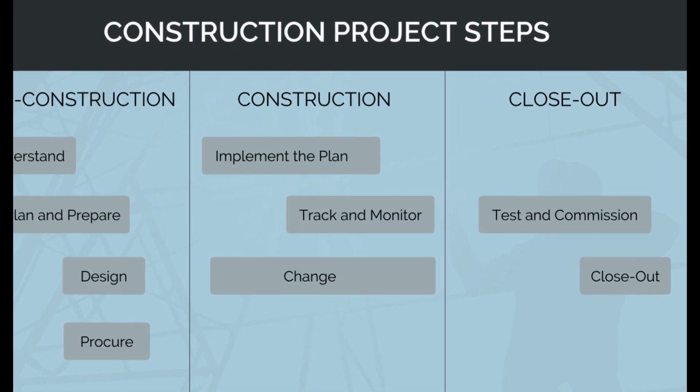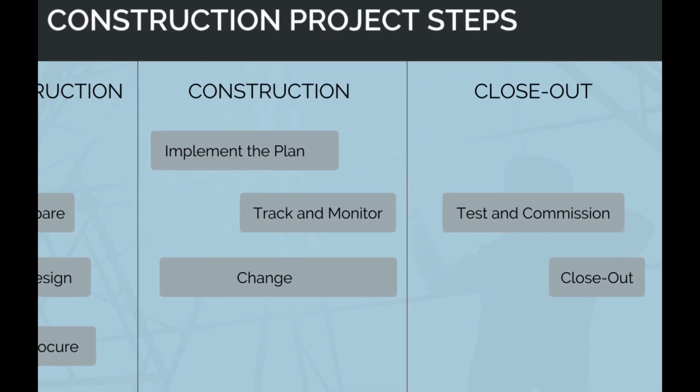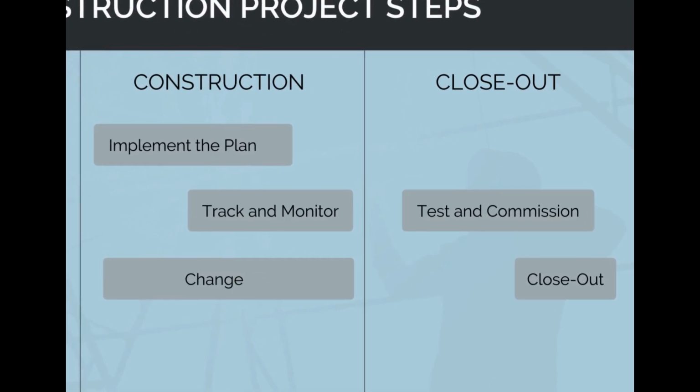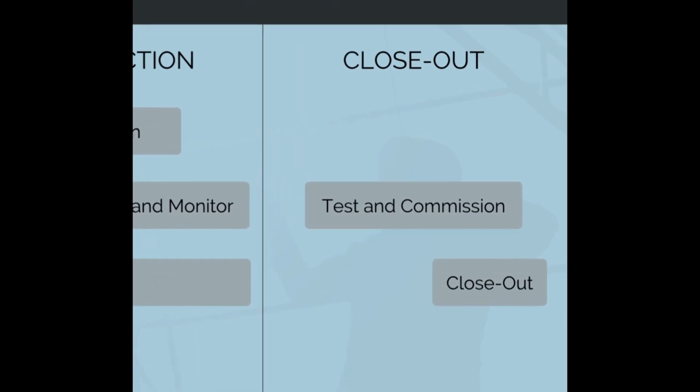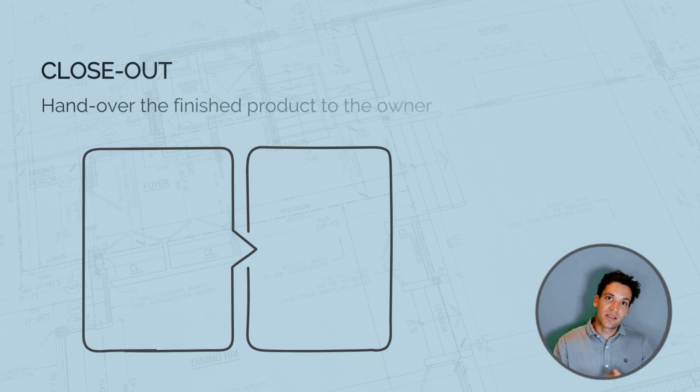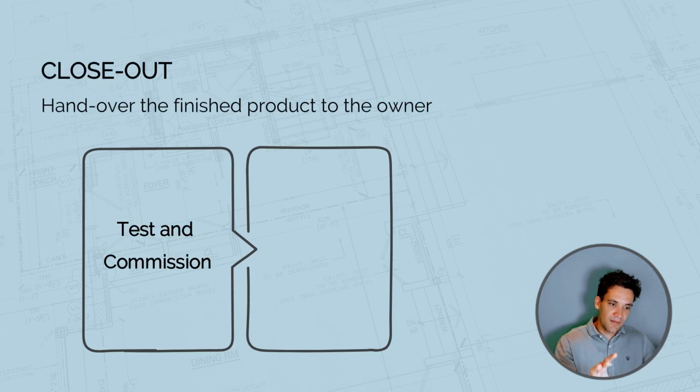And then we come to the final stage in the process, which is the closeout stage, and arguably by far the most painful part of any construction project. The closeout phase is broken down into two key steps. We've got our testing and commissioning, and then we've got our closeout and handover.